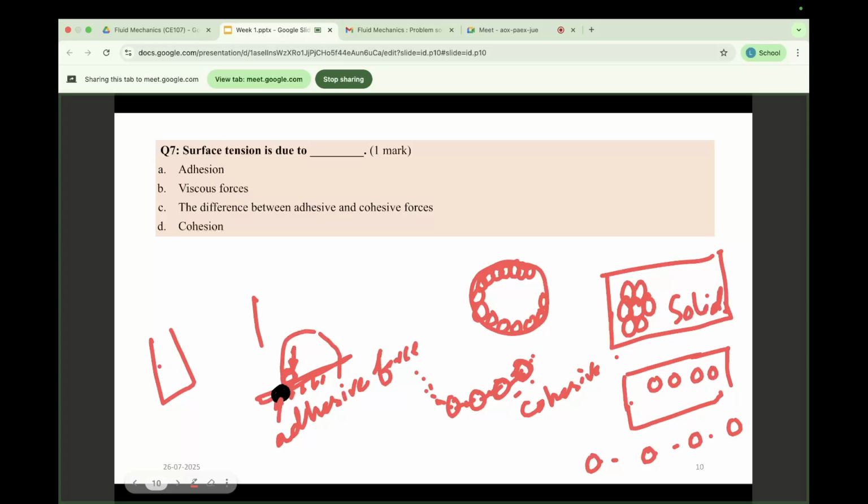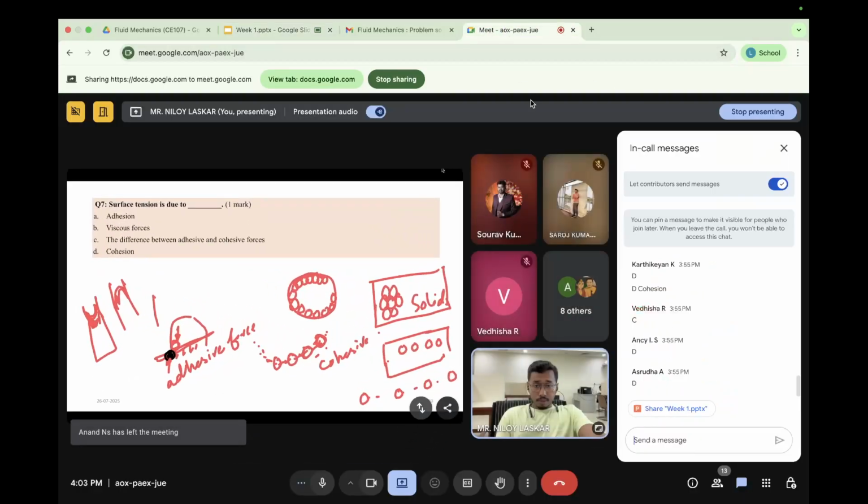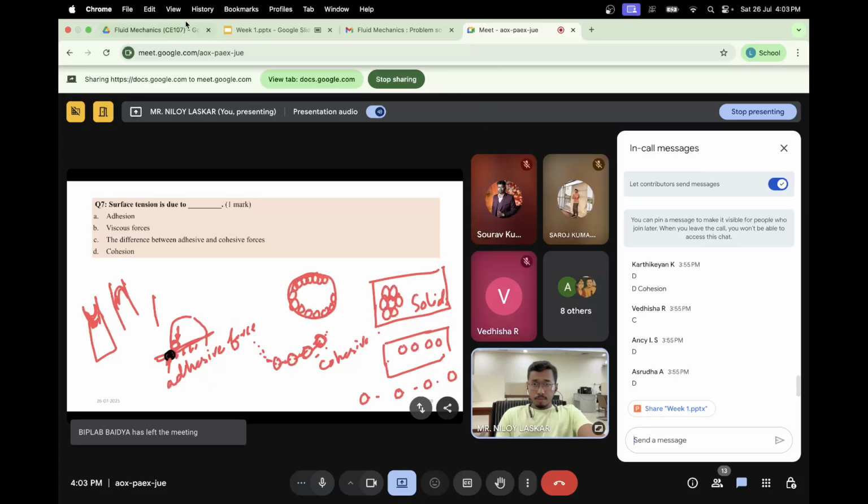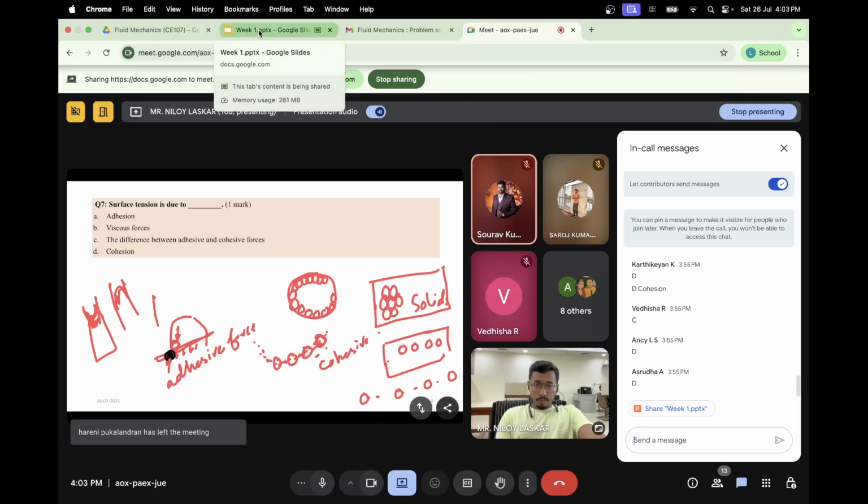Say in a test tube, if you are putting some water, you will find that the liquid level is like that. A U shape you can observe, or you can observe a reverse U shape. This U shape is mainly because of the adhesive force. But in surface tension, this adhesive force doesn't play a role. Is it clear to you? Hello? Okay.